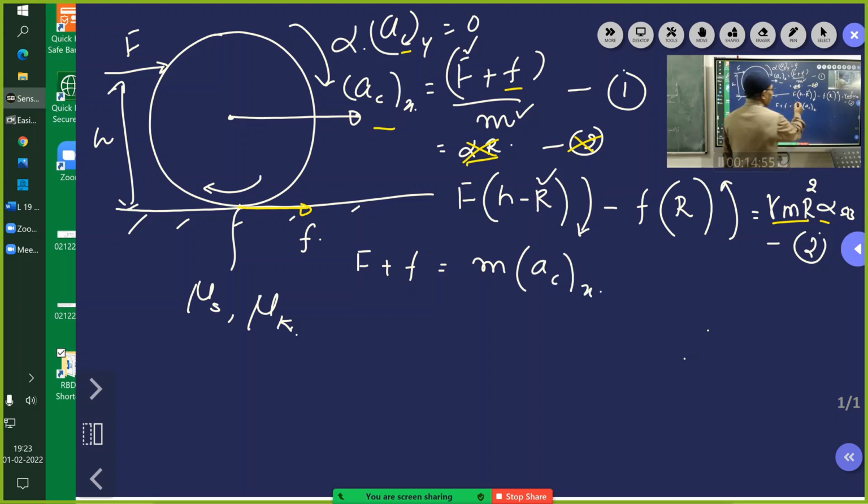Now in the second equation, you can substitute. There is r squared; I can pull that r down here. I can write here f into (h minus r) divided by r. That will be negative. Minus f is equal to this equation.